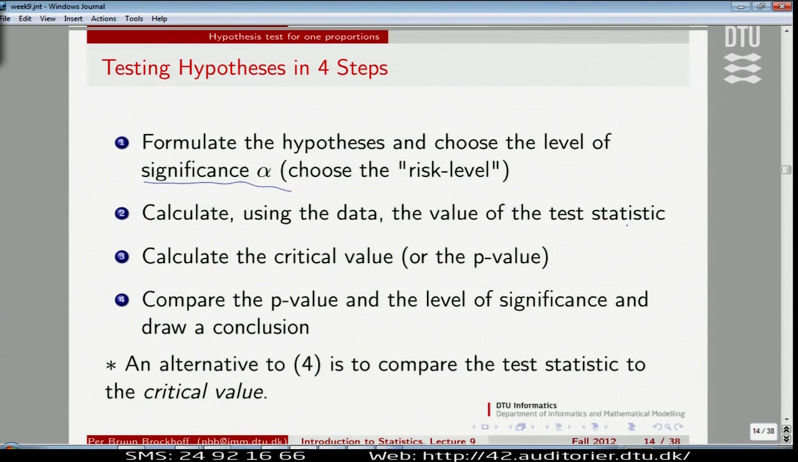We should calculate, using the data, some kind of test statistic that measures the difference between the data and the hypothesis, or the difference between the data and the claim, right? And then we either use a critical value approach, or we use a p-value approach to finish the story, to find out: do we reject or do we accept the hypothesis?